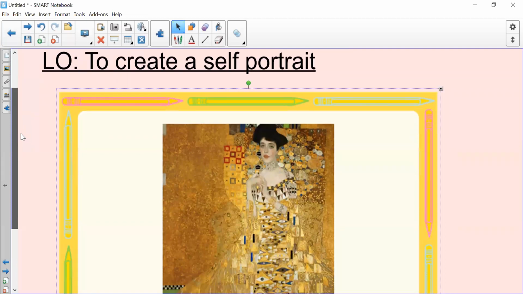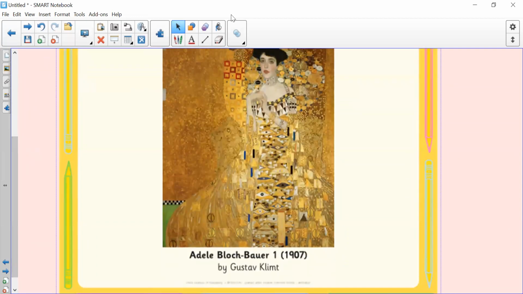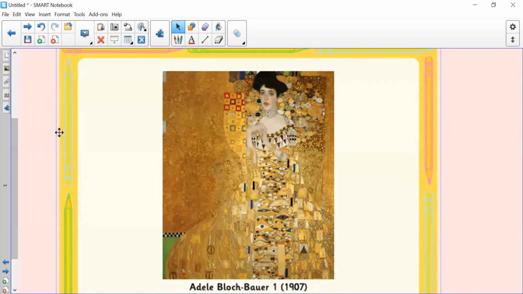Okay, and here's another one. Does anybody know who this is or who it's by? So this is Adele Bloch-Bauer I, 1907 by Gustav Klimt. Again, incredibly different technique used, different colour palette, different style.